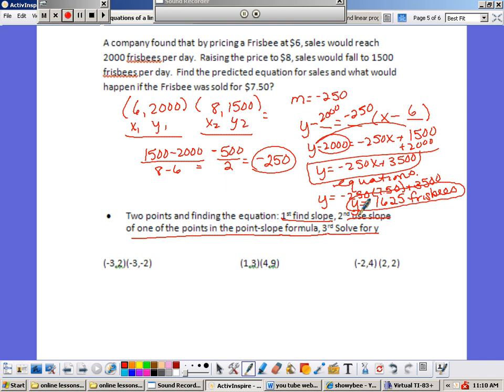So let's practice this concept again. x1, y1, x2, y2. Slope. Negative 2 minus 2 over negative 3 minus negative 3. Negative 4 over 0. Negative 4 over 0 is undefined. That means I have a vertical line of x equals whatever my x's are, and see they match. Negative 3.